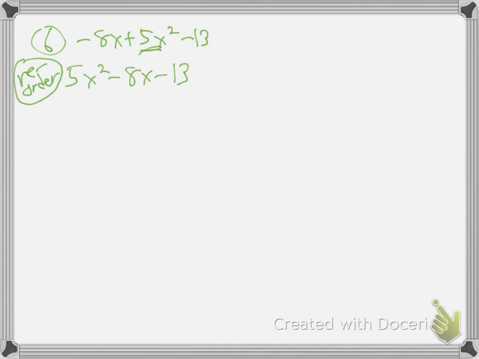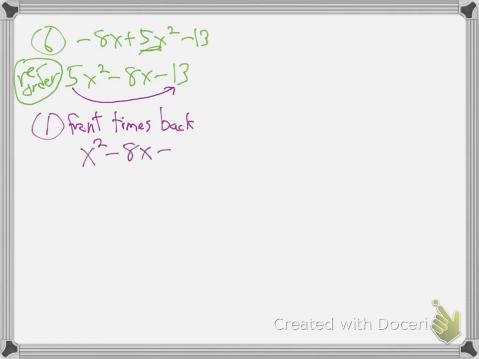Next, step 1, you go front times the back. Okay, so that becomes x squared minus 8x minus 65. Factor with the diamond, so minus 65, minus 8. We're looking for two numbers that multiply to be minus 65 and add to be minus 8. That'd be 5 times 13.